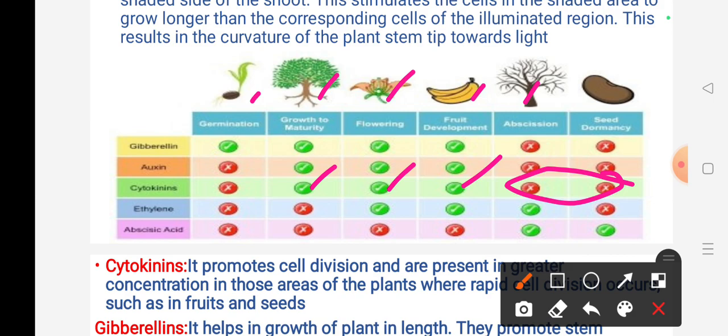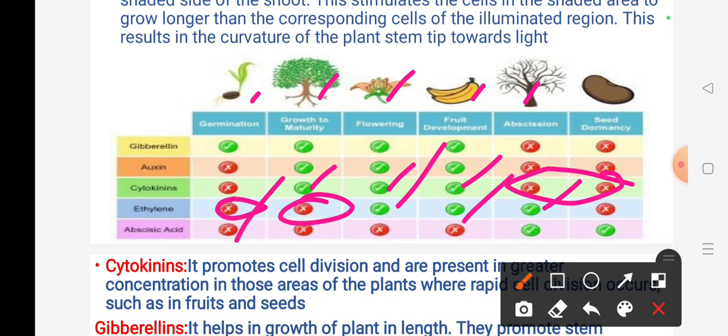Then ethylene. Ethylene is not secreted at the time of germination or at the time of growth to maturity. At the time of flowering it is secreted. At the time of fruit development it's secreted. At the time of abscission it's secreted. Then at the time of seed dormancy, ethylene is not secreted. Then abscisic acid. Abscisic acid is not secreted at the time of germination.